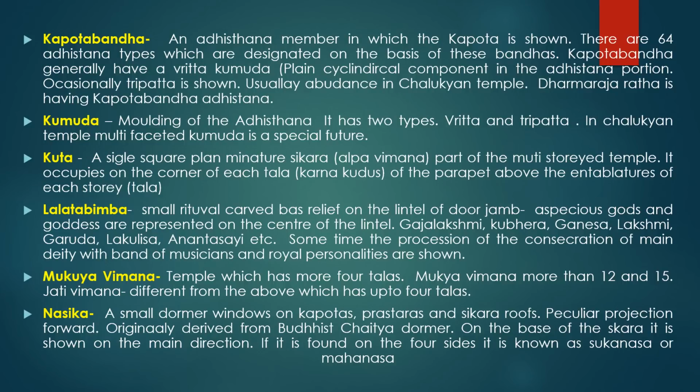Nasika, a small dormer window on kapotas, prastaras and sikhara roofs. It is a peculiar projection that comes forward from the tower, from the Vimana or from the superstructure. Originally derived from the Buddhist Chaitya dormer. On the base of the sikhara, it is shown in the main direction. If it is found on the 4 sides, it is known as Sukanasa or Mahanasa. So in the Chalukyan temples, the Sukanasa is very much available.